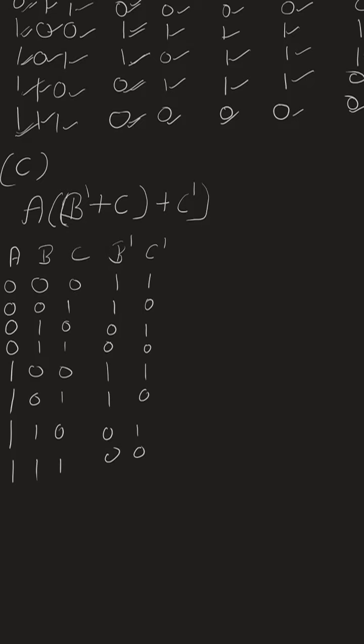Now we need B complement plus C. So you can write down here B complement plus C. So B complement here and C is there. So you can plus it. 0 plus 1 is 1, 1 plus 1 is 1, 0 plus 0 is 0, 1 plus 0 is 1, 0 plus 1 is 1, 1 plus 1 is 1, 0 plus 0 is 0, and 1 plus 0 is 1.